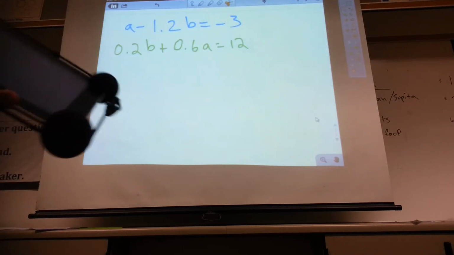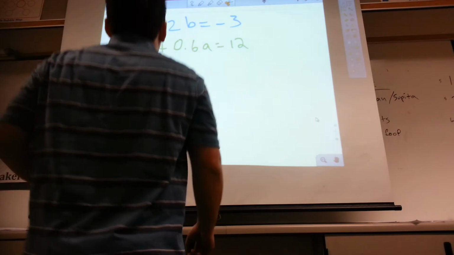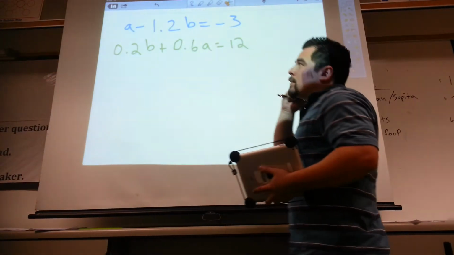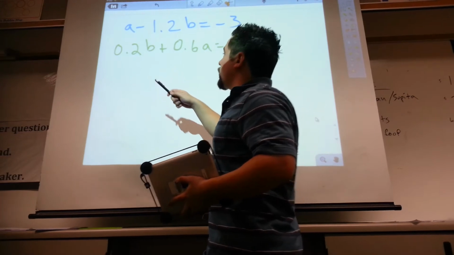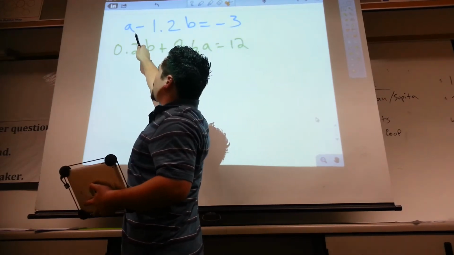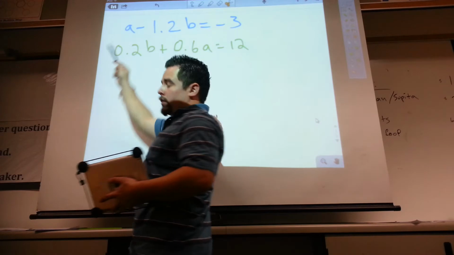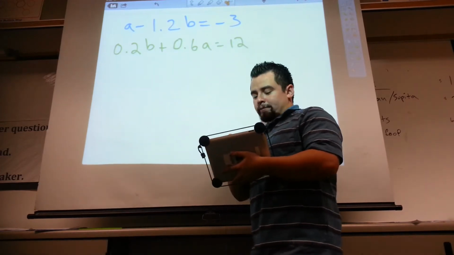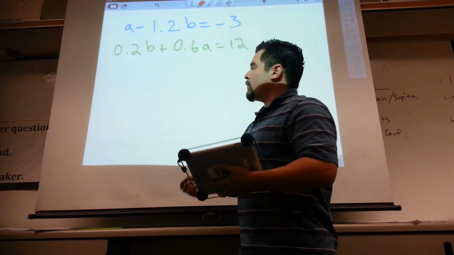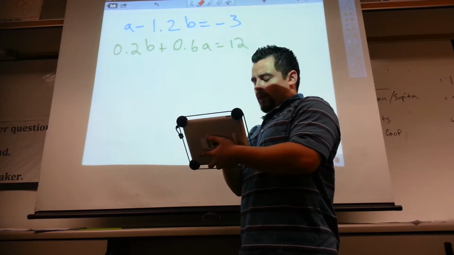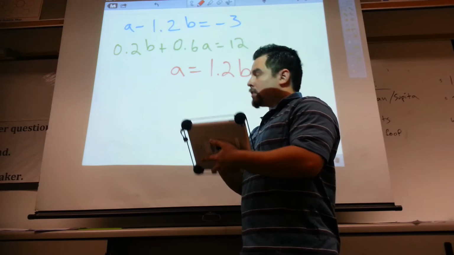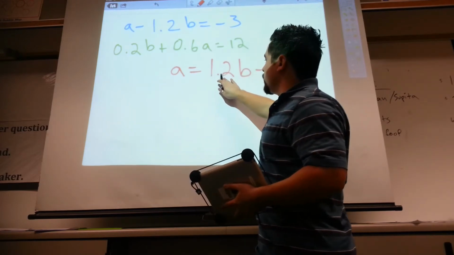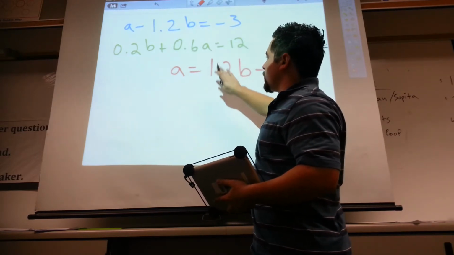Alright, so to make this slightly more complicated, you have a couple decimals here. The idea is the same. You need to isolate one of the variables. I'm going to choose the A. I'm going to get that one by itself, so I need to take care of this 1.2b. To do that, you need to take the opposite of it. And we've done this in previous examples. So we have A equals 1.2b minus 3. Essentially, I took the 1.2 and made it positive, switching it to the right side.